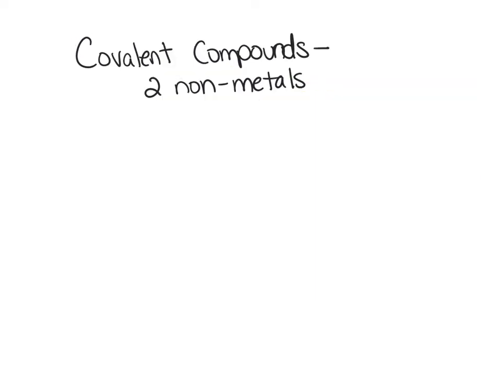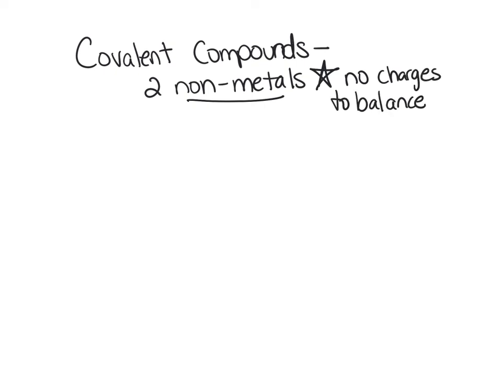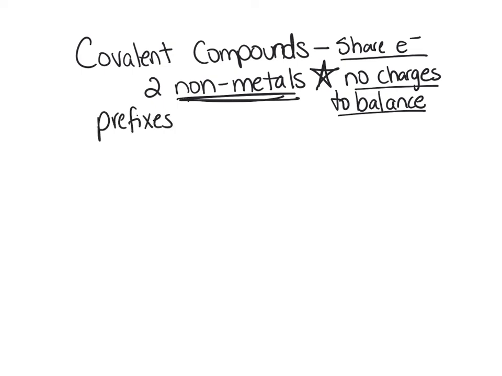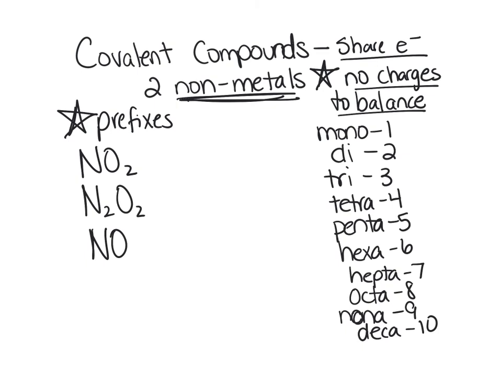When we have a covalent compound, we are going to be having 2 nonmetals, so there are no charges on these because they are not going to give away or gain electrons to have a charge. Rather, they are going to be sharing their electrons. When we have a covalent compound, our 2 nonmetals have no charges to balance. We will use prefixes to tell the number of each of our nonmetals in the compound. Our prefixes are shown over here to the right.